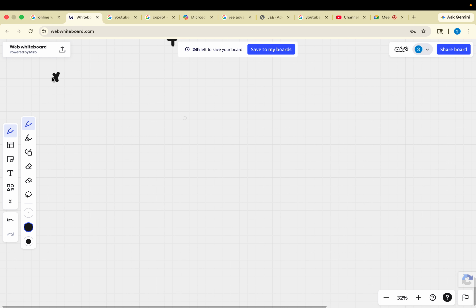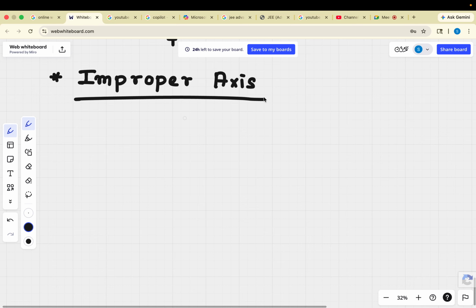The improper axis of symmetry. So next is our improper axis. So improper axis means what? Improper axis means, suppose you have an Sn axis. Here also you have one formula.